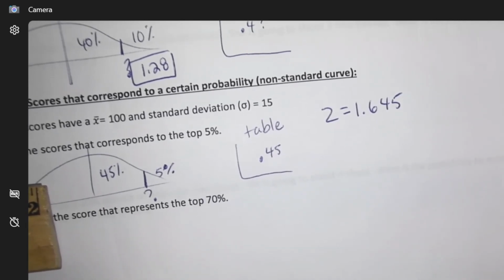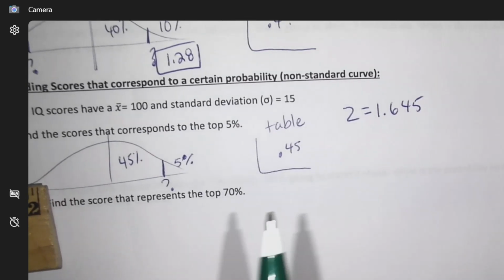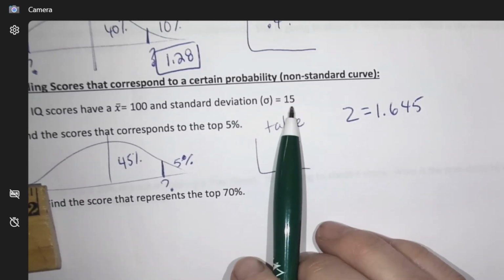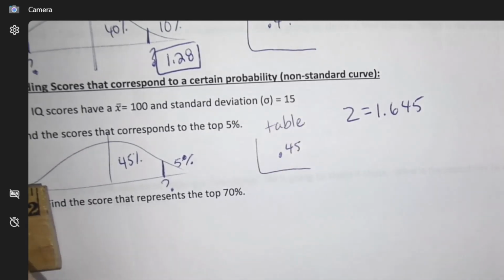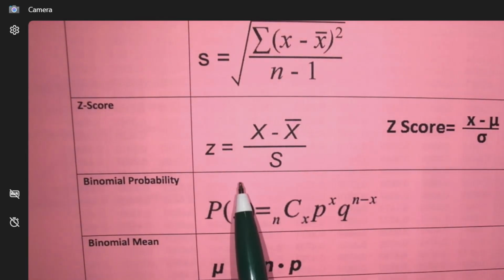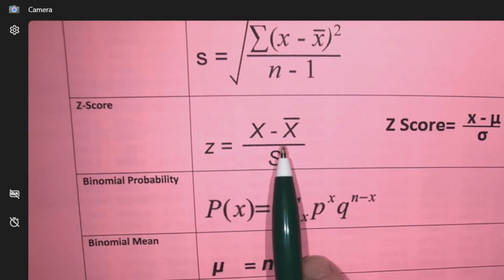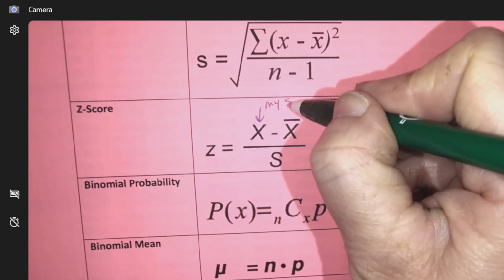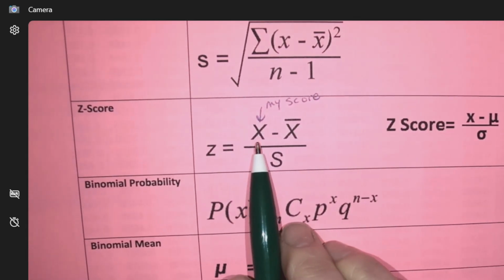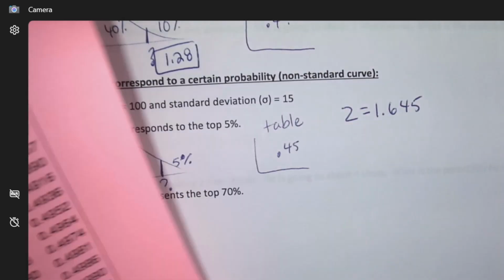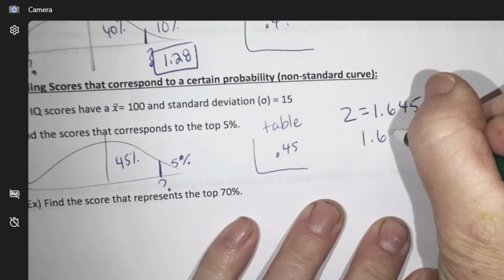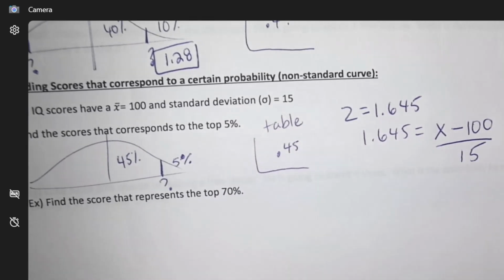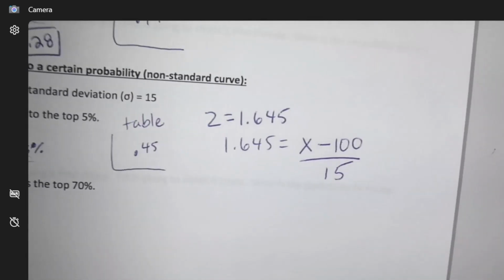Okay, now we're going to put this back to that IQ thing that we were doing yesterday. So the IQ scores, the mean was 100 and the standard deviation was 15. So on your formula sheet, we have the z-score formula. Now we're going to figure out what my score is going to be. This is my score, so we've got to figure that out. Okay, so Z equals my score minus the mean over the standard deviation. That's the formula I'm using from the sheet.